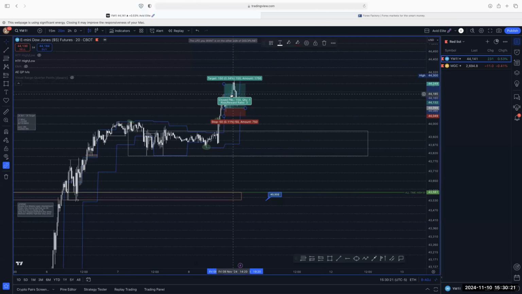With one mini, that's $250 or $750. With one micro, that's $25 for $75. So it's put together in a way where anybody could do it, but it's automatically set. I don't have to do any guesswork.